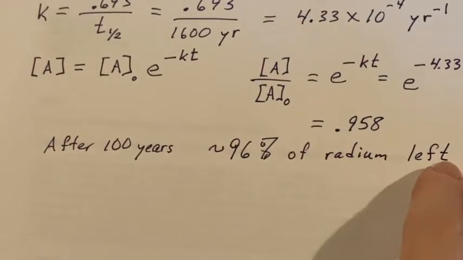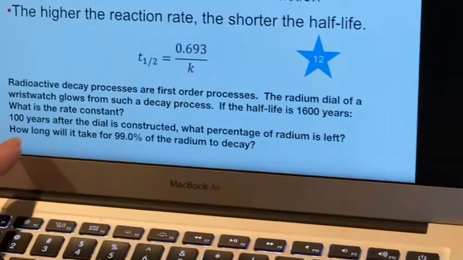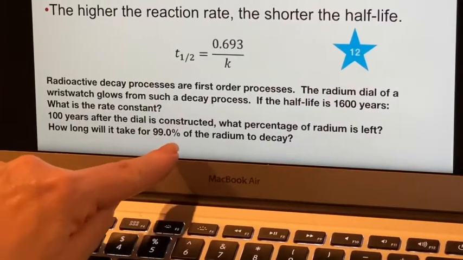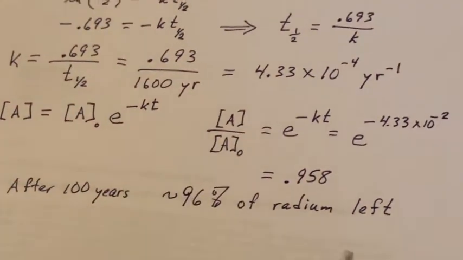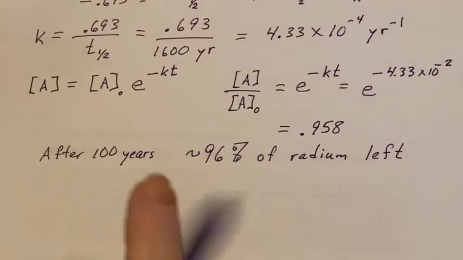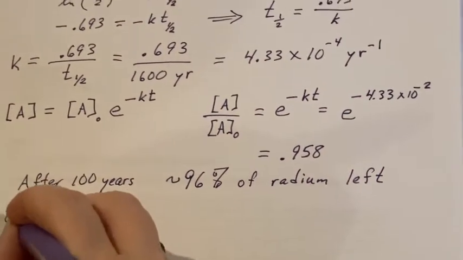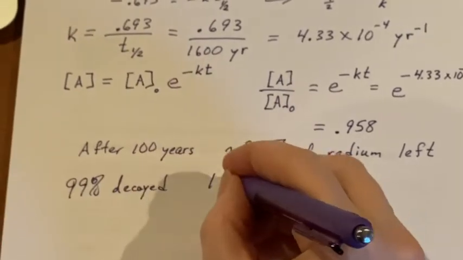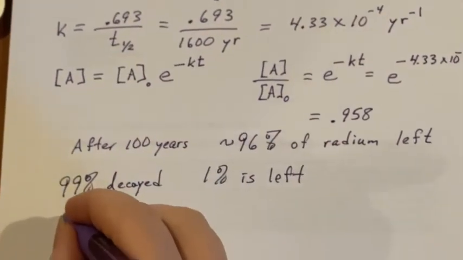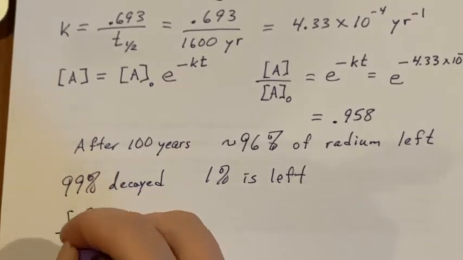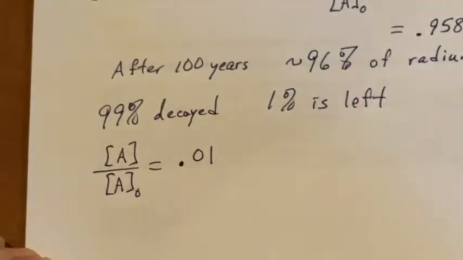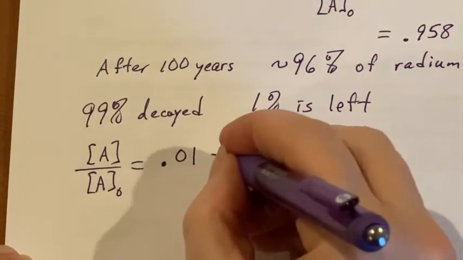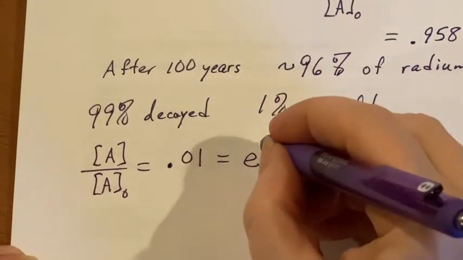Since we just found out that was pretty spectacular, then the next question: how long will it take for 99% of the radium to decay? Well, I don't have a number for decay. What I have is a number for how much is left. So if it's 99% decayed, that means 1% is left. So what I'm going to do is say that this A over A original is going to be 0.01. That's 1%. And that's going to be equal to e to the minus kt.